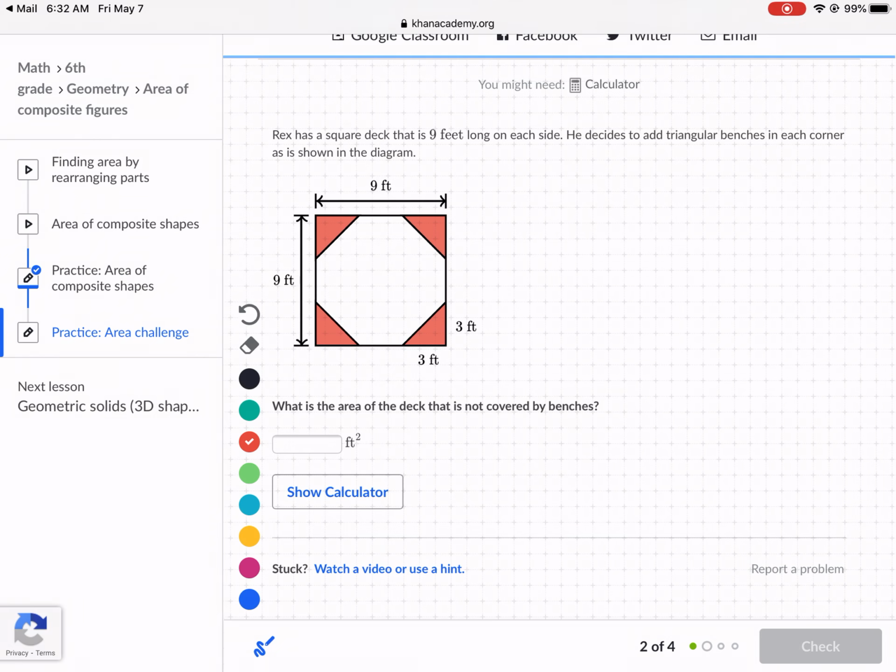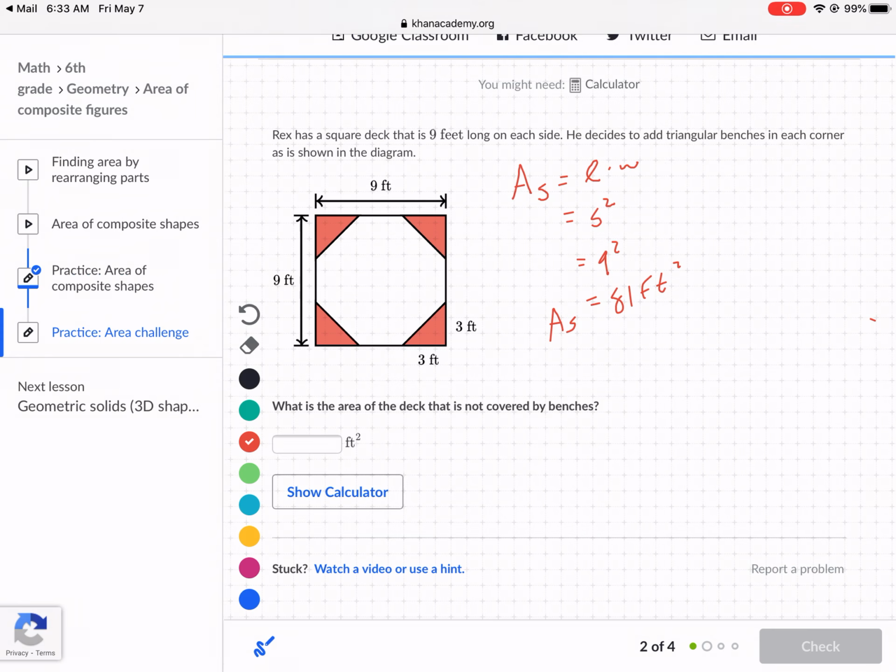All right, great problem here. First thing we have to recognize is we have the area of a square. That's length times width, aka side squared, because the length and width are the same in a square. So we're just going to do 9 squared. That's going to be 81 feet squared. This is the first thing we need to know. We need to know the area of the whole square. What is the area of the deck that is not covered by the benches?